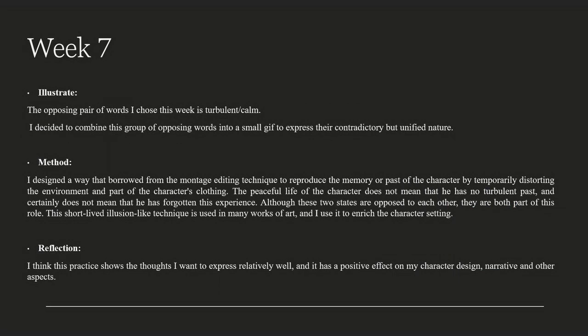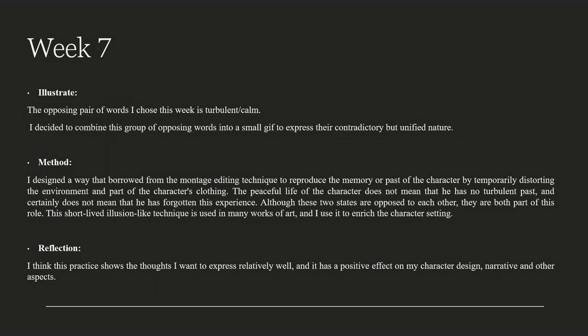Week 7. The pair of opposing words I chose this week is turbulent and calm. I decided to combine this pair of words into a small GIF to express their conflicting but unified nature. I designed a way, borrowed from montage editing technique, to reproduce the memory or past of the character by temporarily distorting the environment and part of the character's clothing.